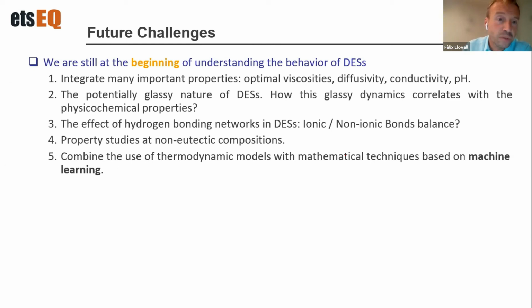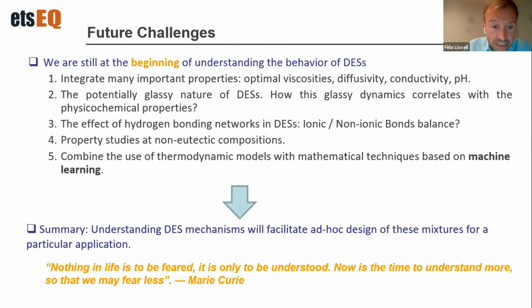We also need to study properties of the non-eutectic compositions and clearly identify where the system is liquid in operating conditions. And finally, I just want to open a new door saying that it is very promising to combine thermodynamic models with machine learning, which can help in understanding the behavior of these molecules and provide a different view. Finally, I just want to say that we need to understand these mechanisms to facilitate the design of these mixtures.